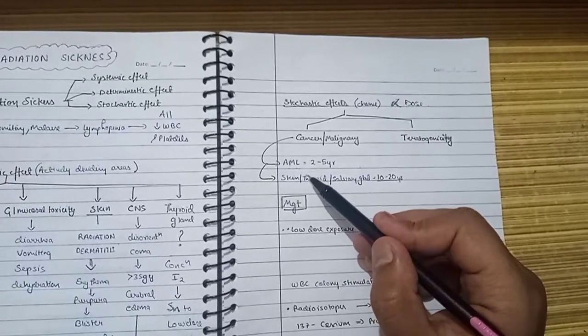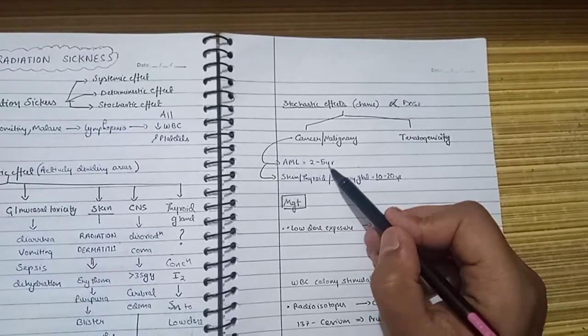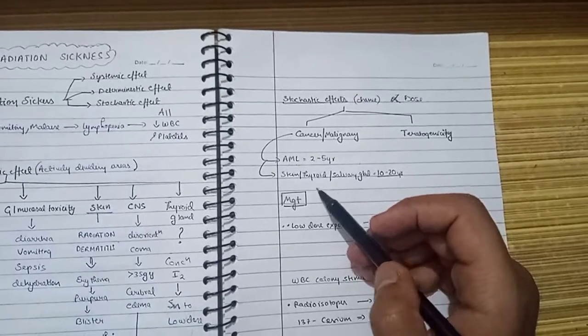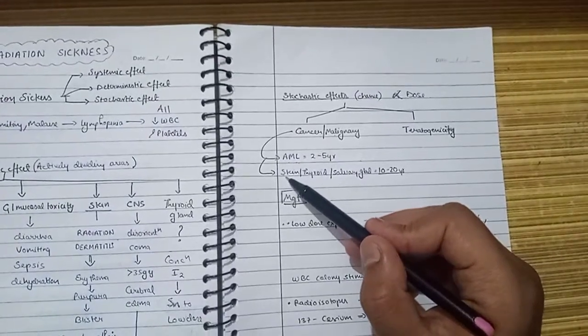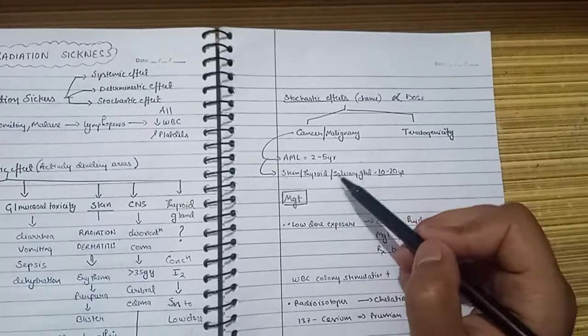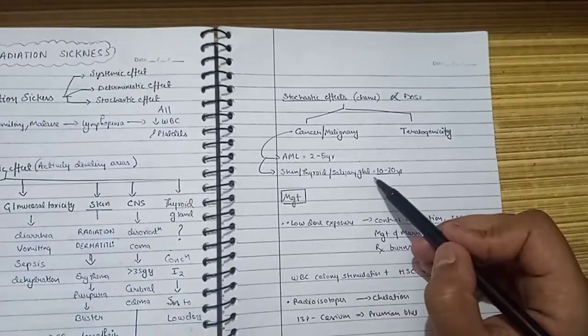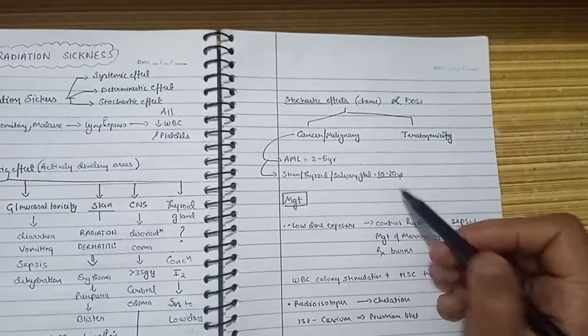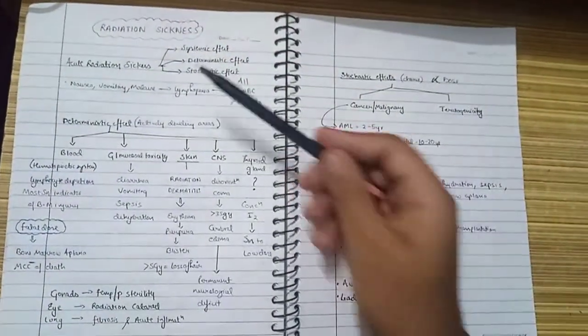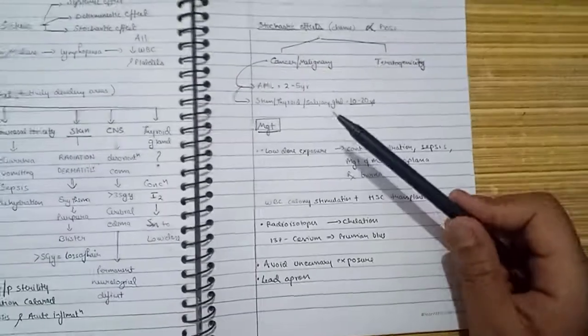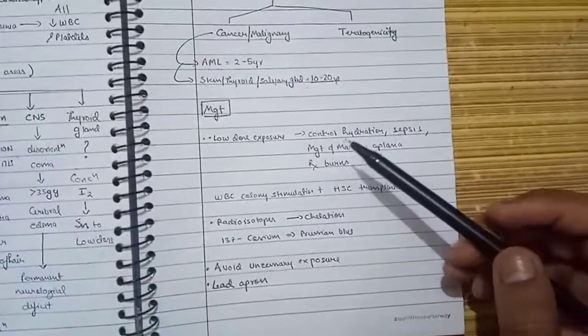This develops after a latent period of 2 to 5 years following the radiation exposure. The other thing can be solid tumors like that of skin, thyroid, or salivary gland. These develop after a latent period of 10 to 20 years. So these were the effect of acute radiation sickness. Now we will talk about management of the acute radiation sickness.